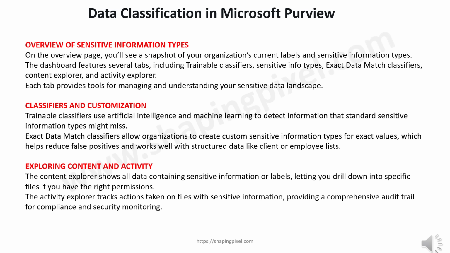The Content Explorer shows all data containing sensitive information or labels, letting you drill down into specific files if you have the right permissions. The Activity Explorer tracks actions taken on files with sensitive information, providing a comprehensive audit trail for compliance and security monitoring.